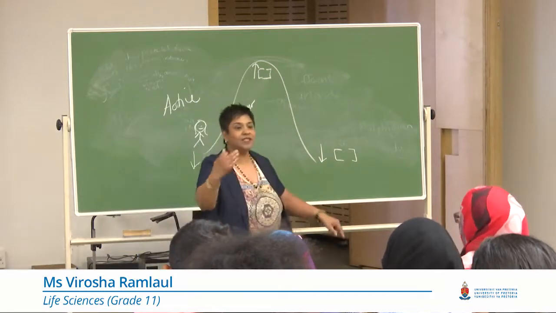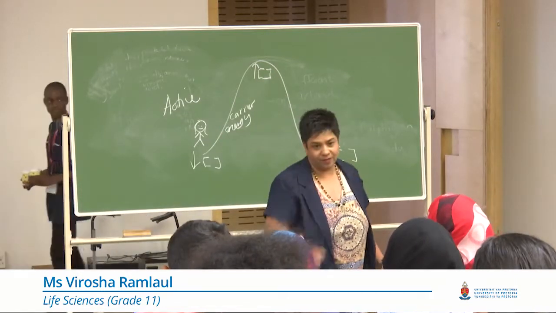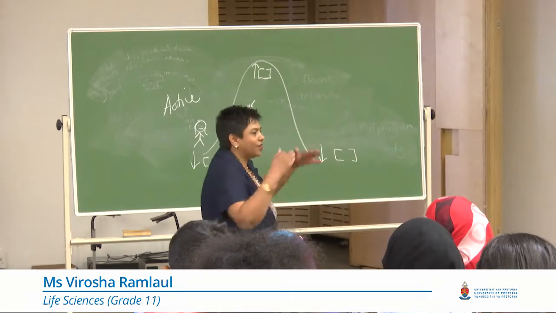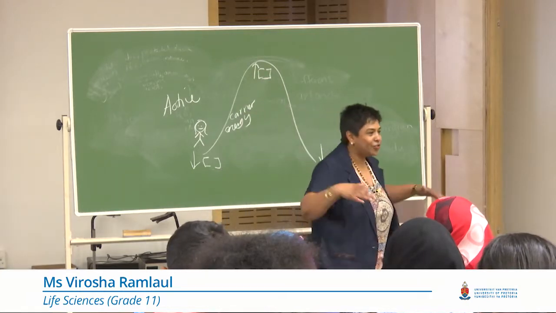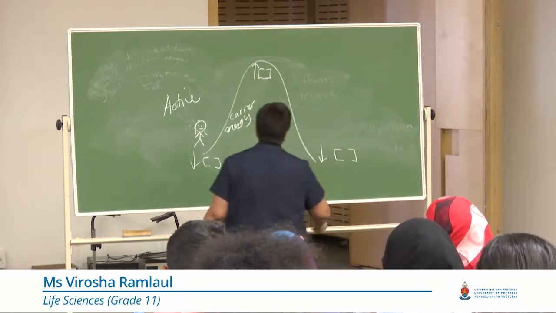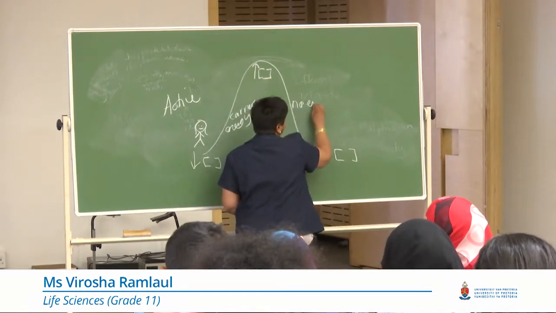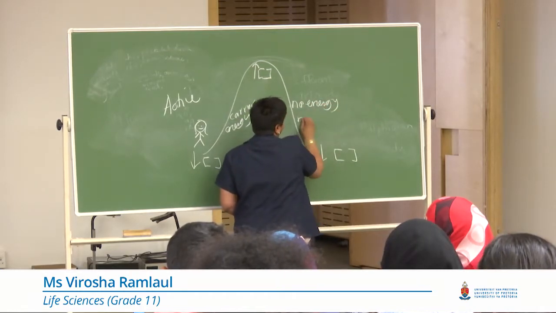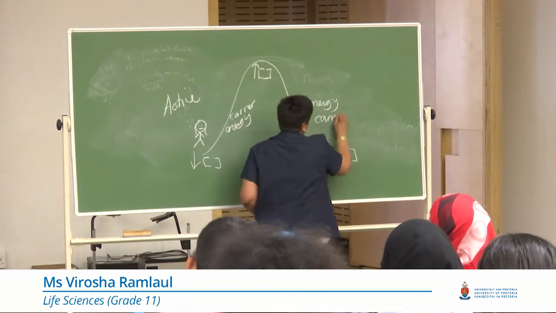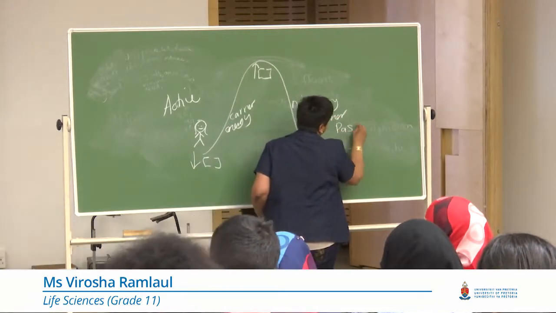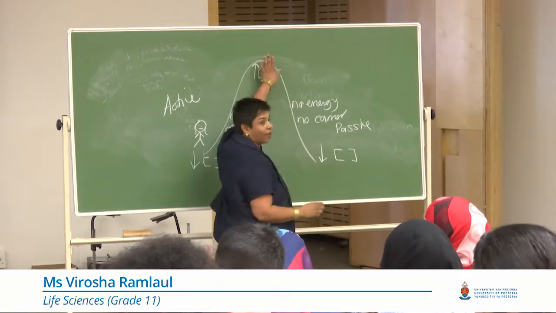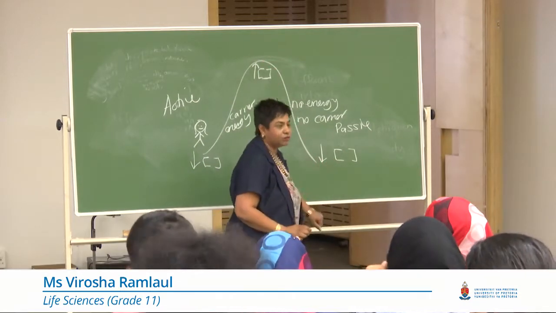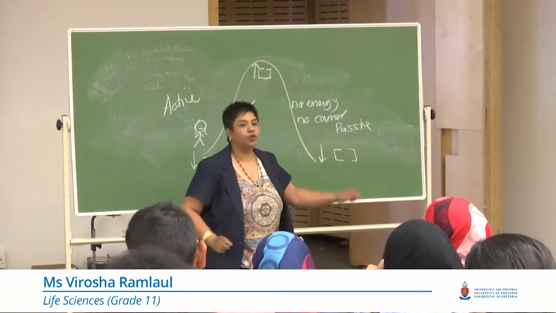The carrier you learnt in grade 10 is usually the protein. But once you're at the top of the mountain, it's easy. You sit down and you slide. You don't need any energy and no carrier. So that is passive transport. When a substance moves from a high concentration to a low concentration, no energy is required, no carrier.